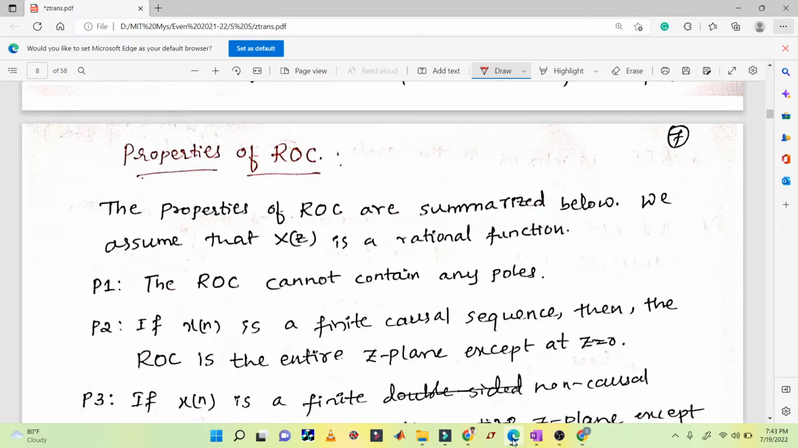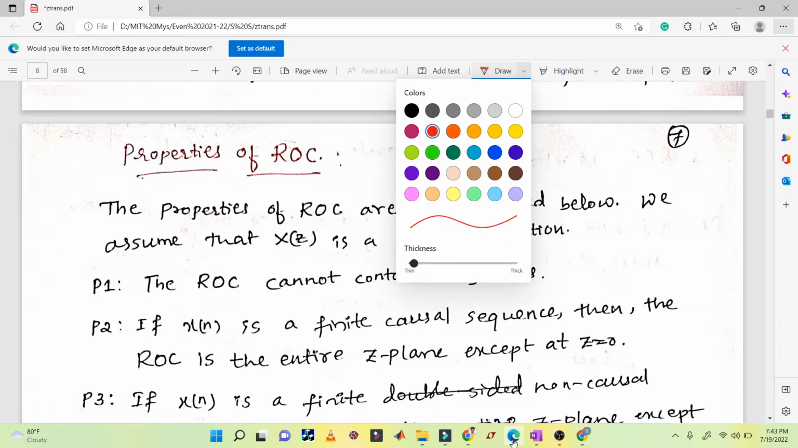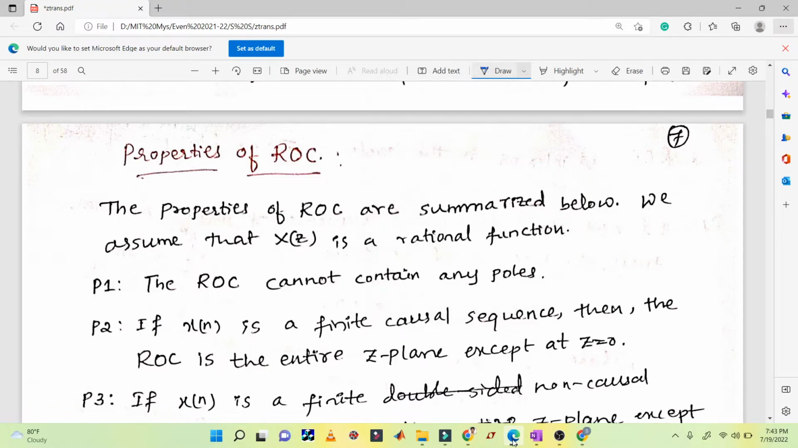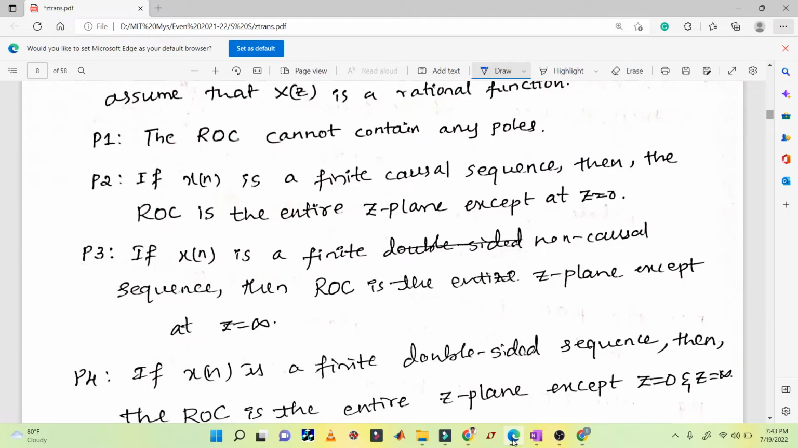Those properties are important for your exam and for understanding this concept first. Okay, then properties of Z transform. So there are two kinds of properties. One is properties of ROC and properties of Z transform. So first we look at properties of ROC. These are just a list of properties. First one, the ROC cannot contain any poles.